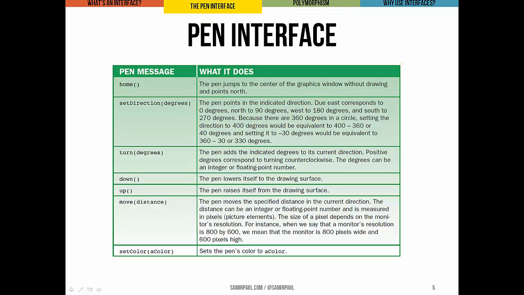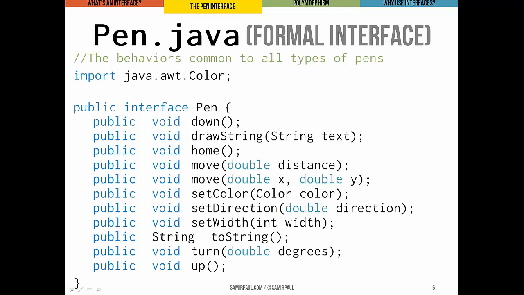Last lecture you saw this table, and I basically introduced it just as a list of the methods that a standard pen could use. Now we'll think of this as essentially the interface for a pen. Java actually provides a more formal way for us to describe an interface, and you can see it in an example here, Pen.java. This is an actual interface.